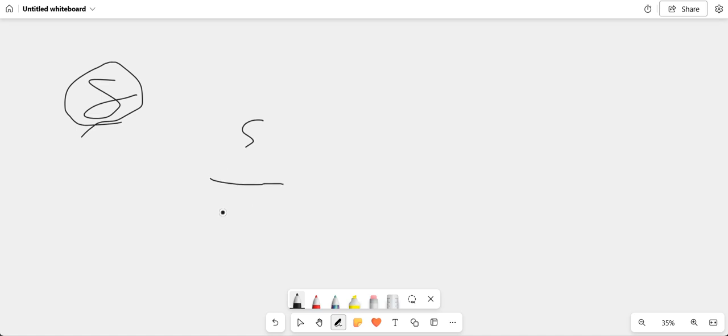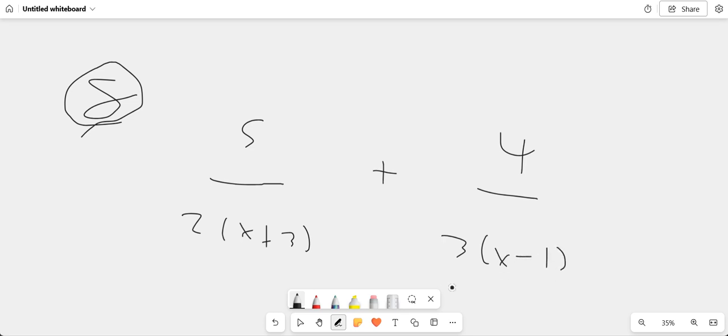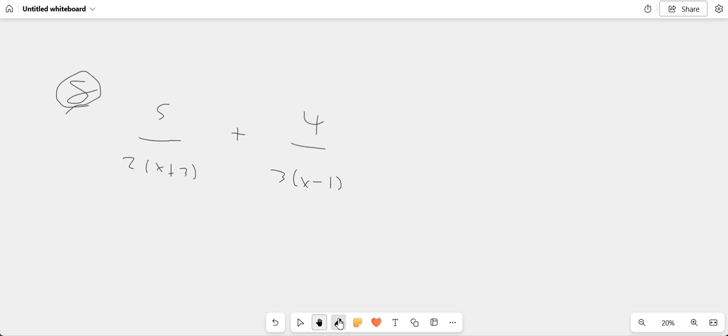F. Okay, cool. 5 over 2x plus 3 plus 4 over 3x minus 1, yeah? So what I'd say here is just combine. So just times both of the bottoms, so just do the same thing. So 2x plus 3 times 3x minus 1. That's going to become 6 because 2 times 3 is 6, and then x plus 3 and then x minus 1 (in brackets), yeah? So that's the situation there.